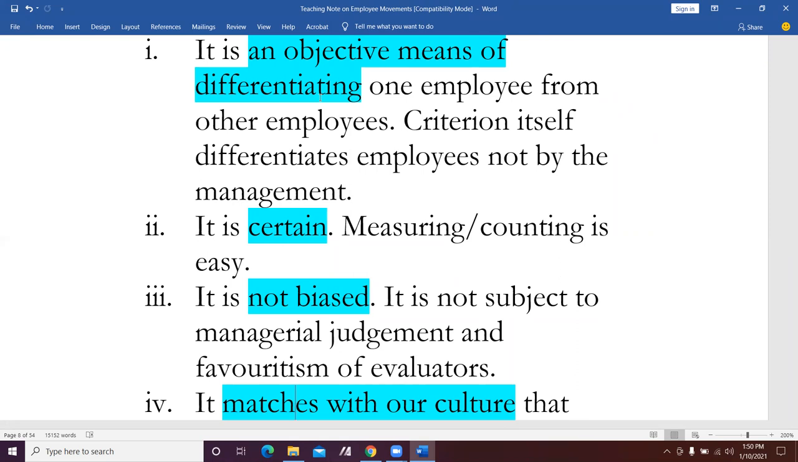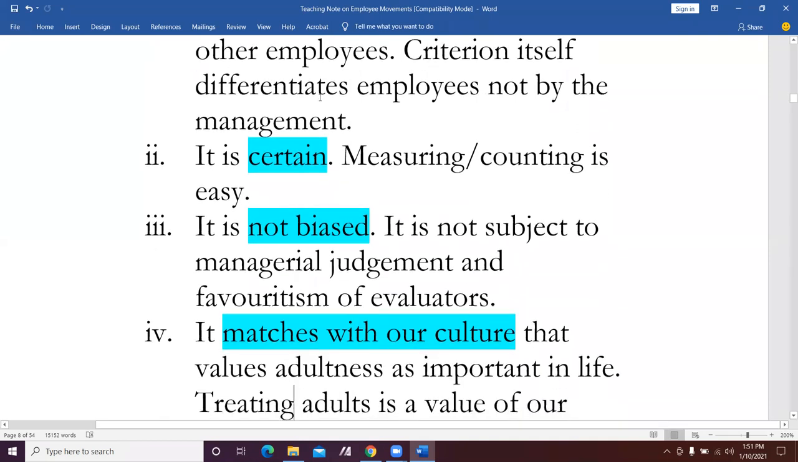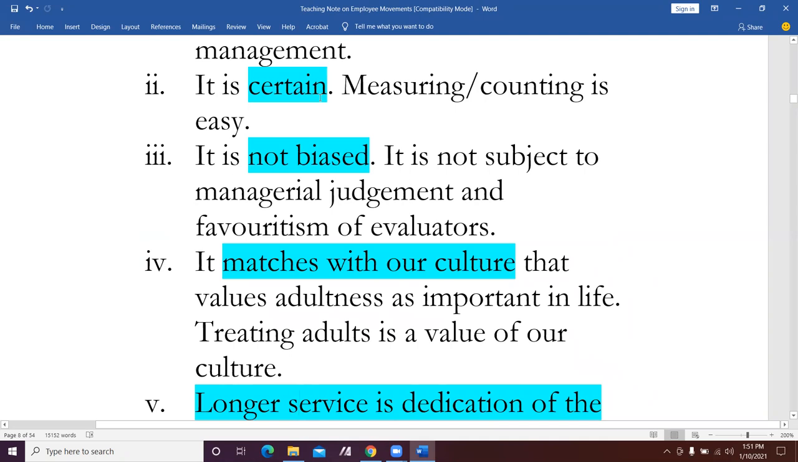But if you take the second criterion, merit, it may be biased because it is subject to managerial judgment and favoritism of evaluators. Normally, wherever there are people, it is believed that there is favoritism, especially in countries like Sri Lanka. So the managerial judgment has to be made in order to decide the merit of the relevant employees who have applied for the promotion. Therefore, it is biased, but seniority is not biased. Of course, if you seriously and accurately calculate merit, then we can minimize the bias. But total eradication of bias is not practical.